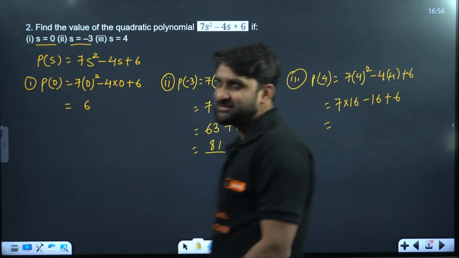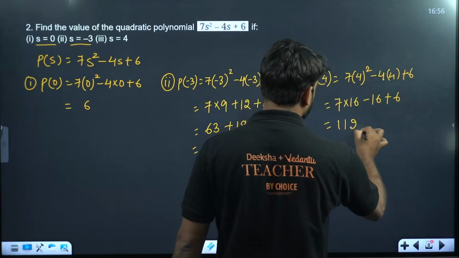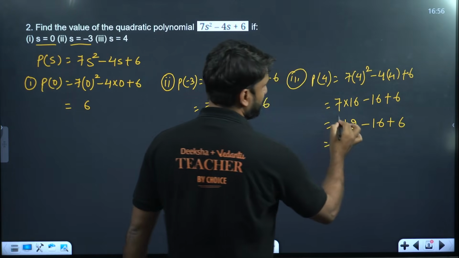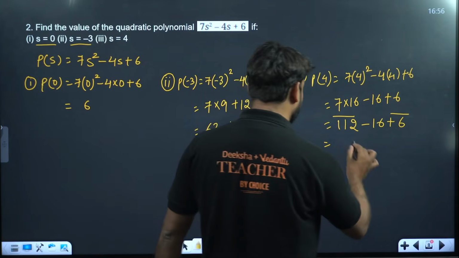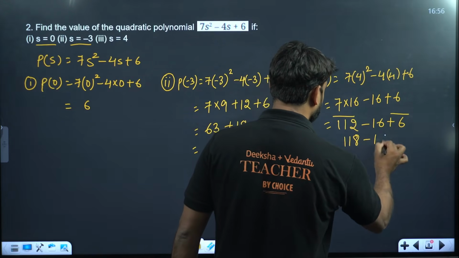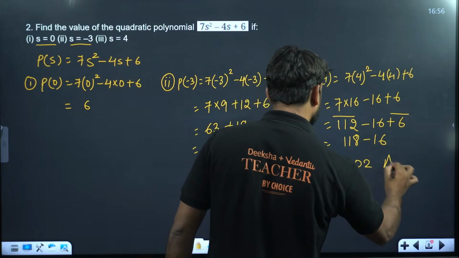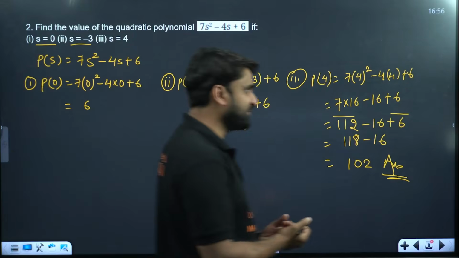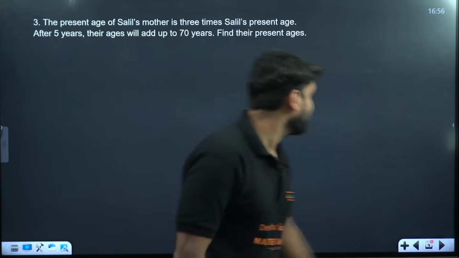Now 16 7 ja is basically 112, and this is minus 16 plus 6, right? So 112 and 6 is in positive form. So 112 plus 6 will be 118 minus 16. So solve this, and this will become 102. Answer 102 is the correct answer. I hope this is clear to you all. Right? Moving to the next question.